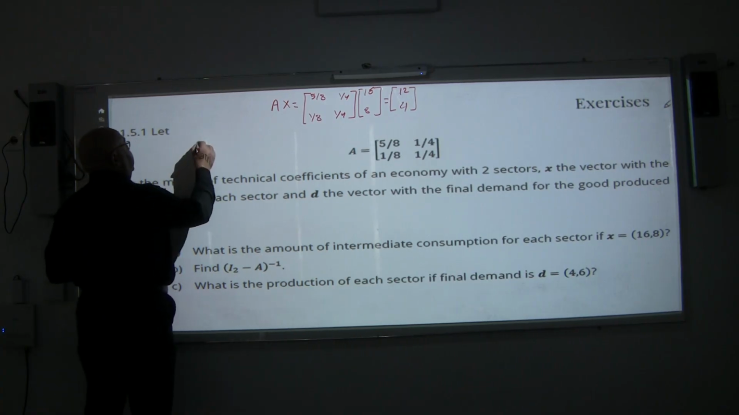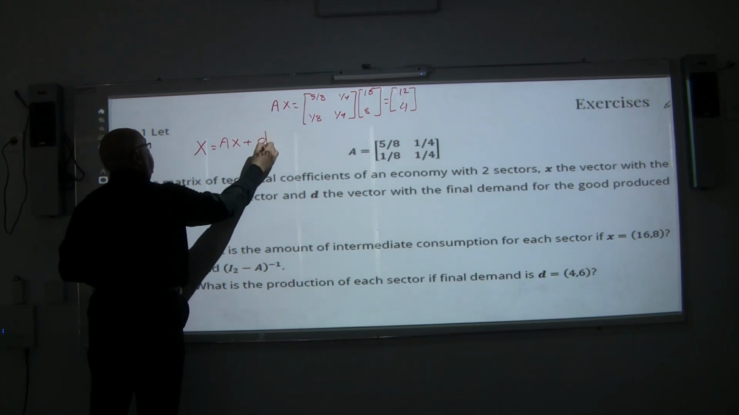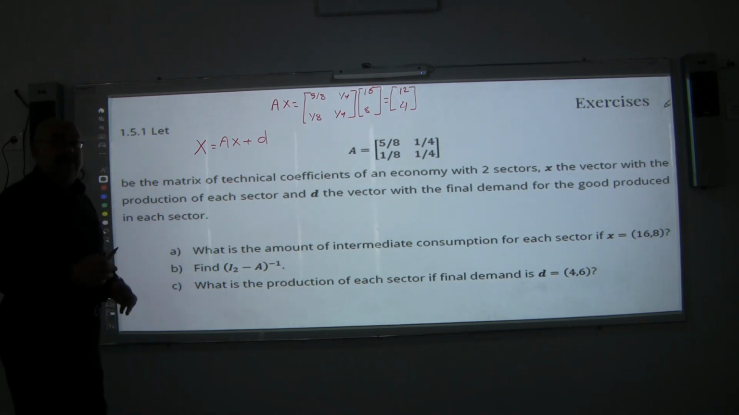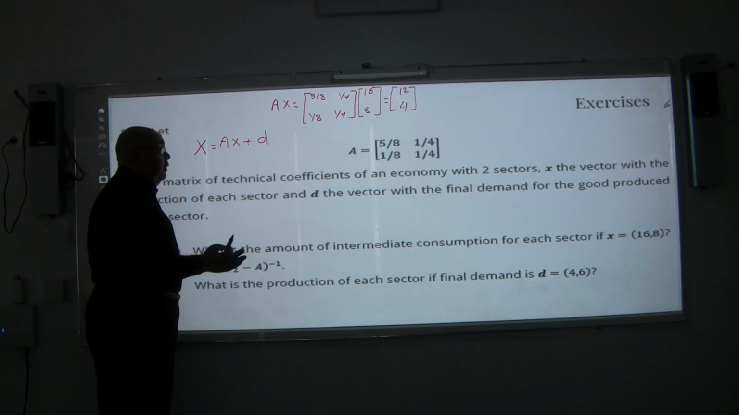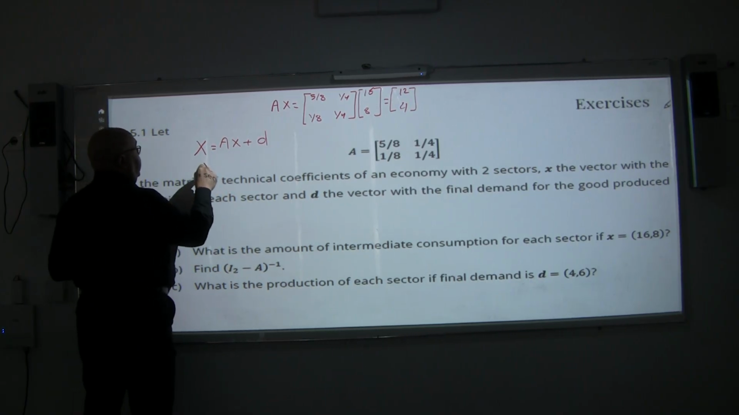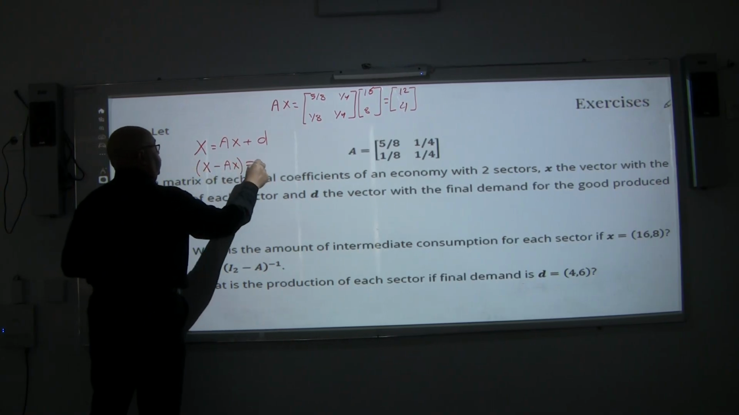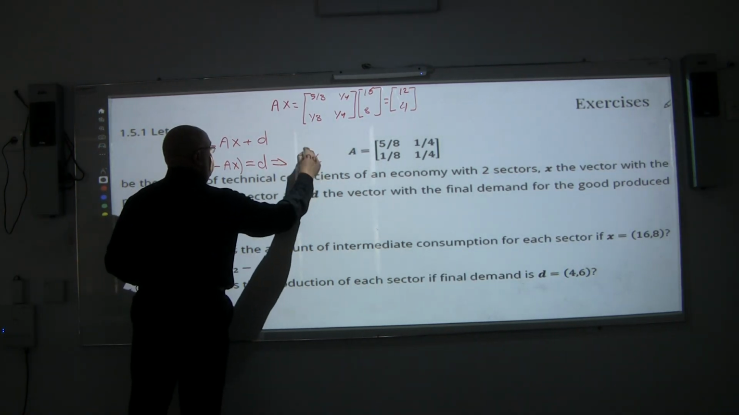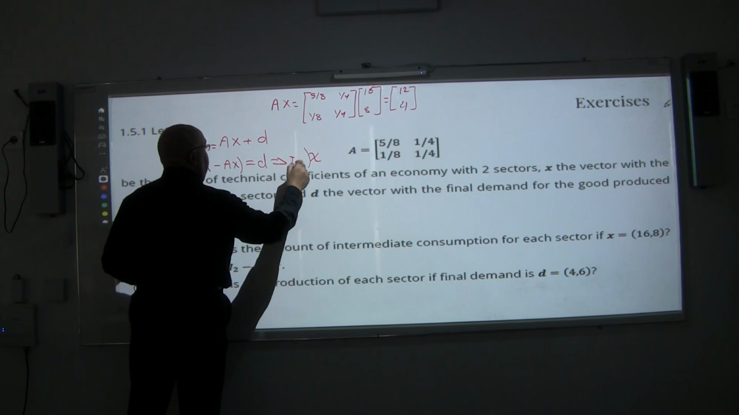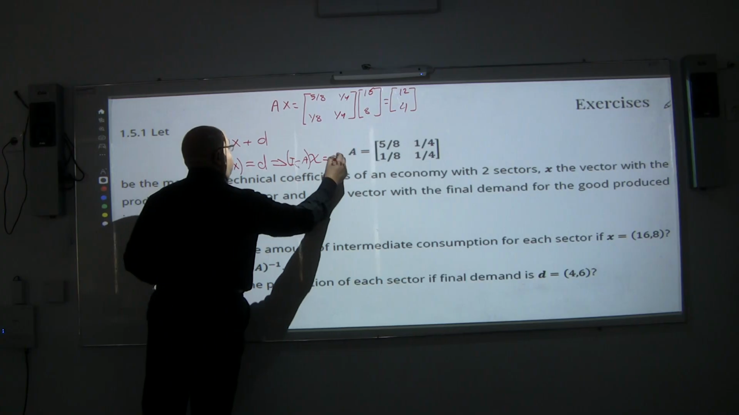If you remember, that's the Leontief system: X is equal to AX plus D. If I want to find the production required for a certain demand, I can do it this way. I can write X minus A times X, which equals the final demand. Taking X as a common factor, I will have I minus A, and this will equal D.